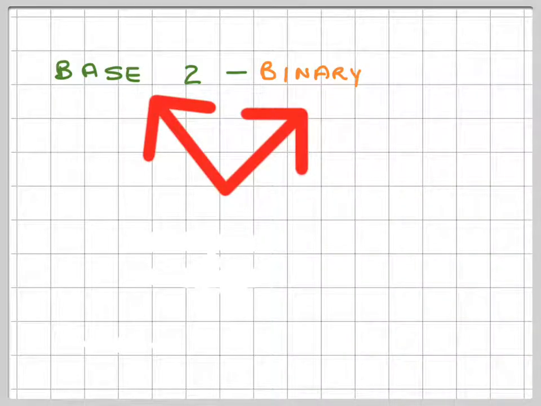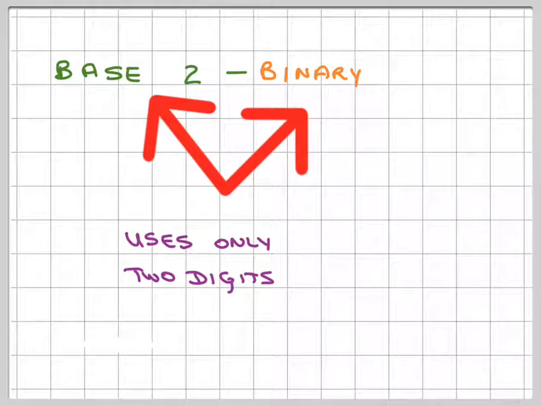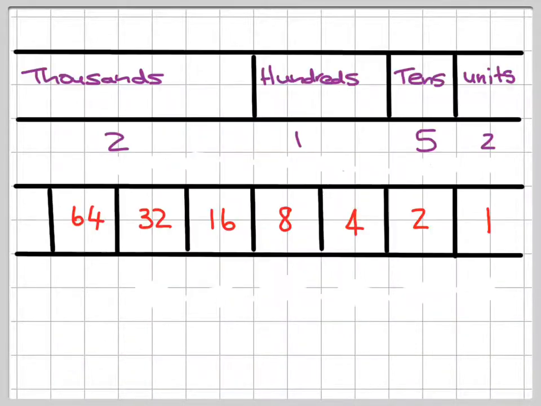And they use only 2 digits. Binary, base 2, only uses 2 digits, and I'm sure you've guessed by now, it's 0 and 1. Those are the 2 digits that are used to represent any number in binary. Right, let's look at the next slide.